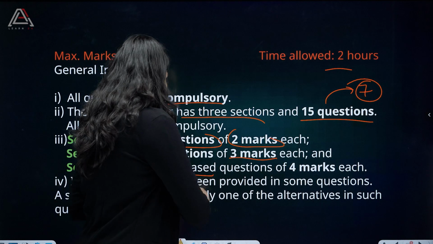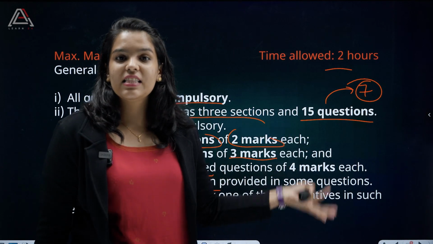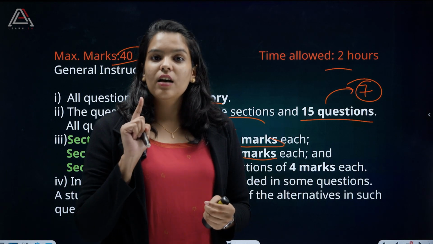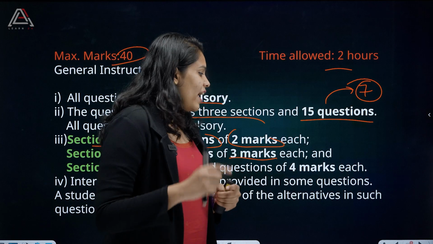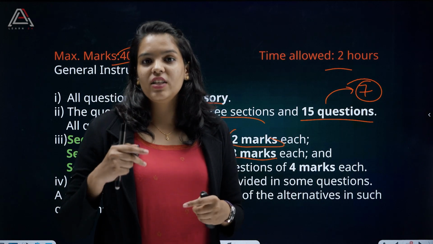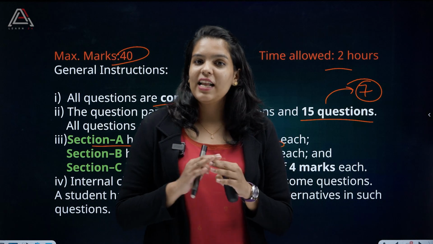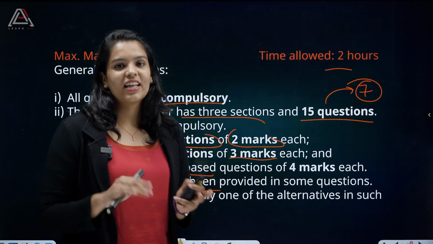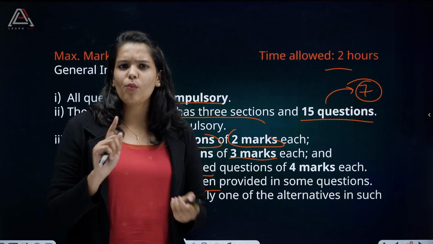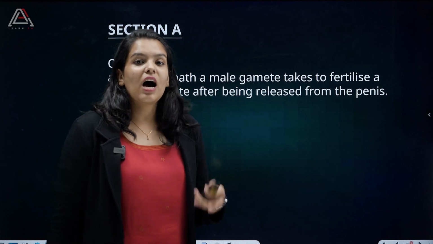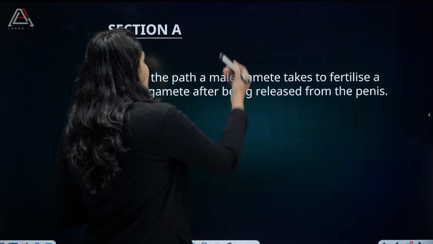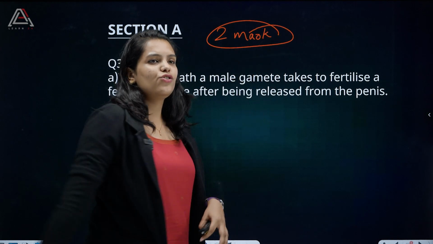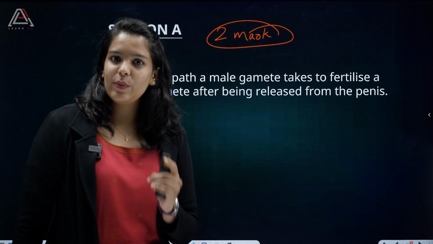Now internal choices are provided in this question paper, so you have to answer either one of the choices. Do not try to answer both of the or part questions. You will not get extra marks. If you think you are gonna get any extra marks, I'm sorry, but you are not. Just answer either one of them. Now let's start with section A. Like I said, section A comprises 2 mark questions. So let's go through this section A one by one, shall we?